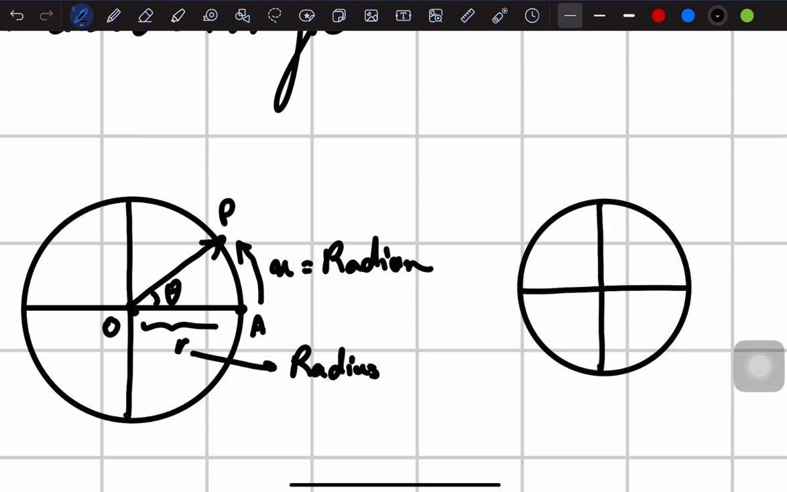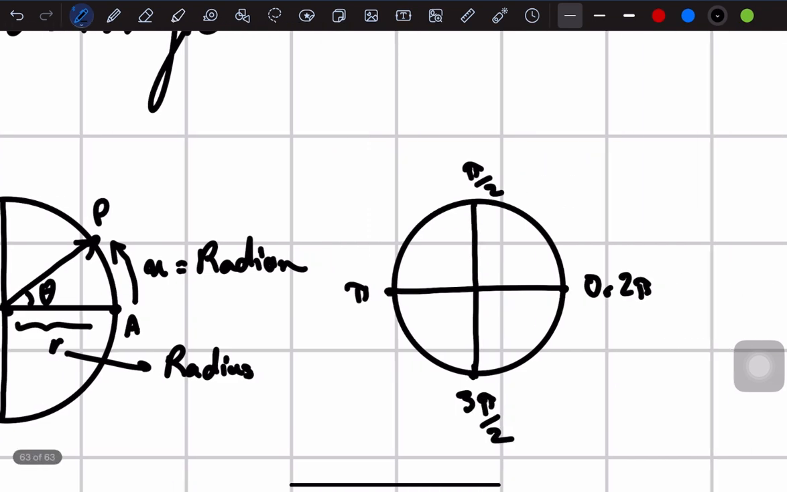Now let's draw another circle, and I want to show you how we label it. In a circle, we call this point 0. This one is pi over 2. This one is pi. And this one is 3 pi over 2. This one is 2 pi. We'll have more explanation of these when we get into sine and cosine, because that's the purpose of it, and we can get a better understanding of the circle.